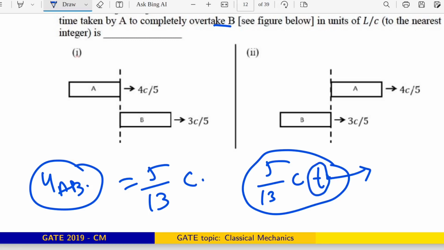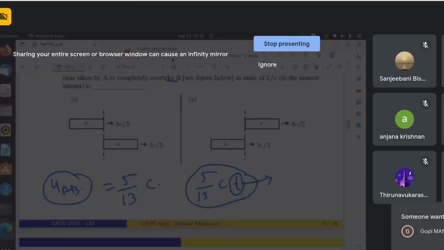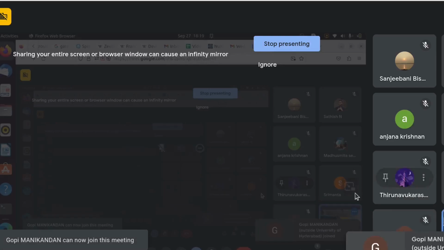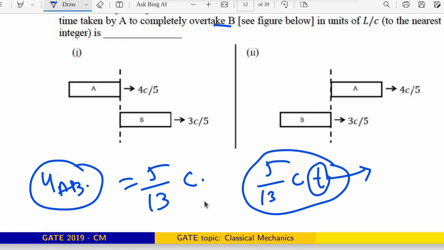Now to calculate the T value, we will make an equation from which we can get T. What will be the equation for this measurement of T? 5 by 13 into C into T is the length which will be covered by A to overtake B. Now we have to determine how much length we have to cover to overtake B.